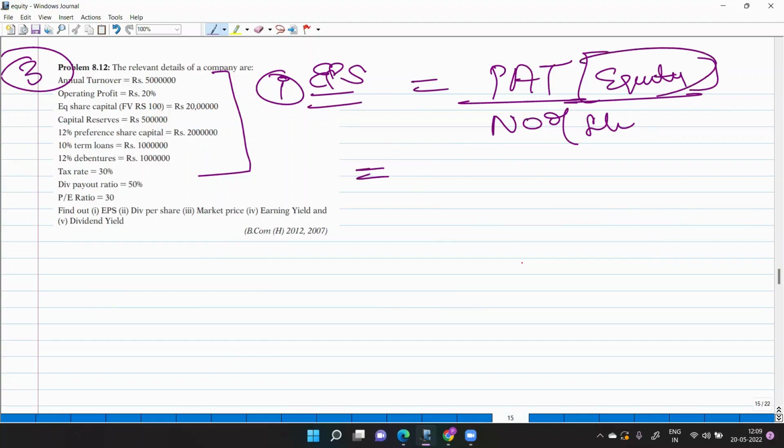What I meant when I wrote this particular part is that if there is any preference share capital, we will minus their dividend, then we will find out how much finally is left with the equity shareholders, okay?